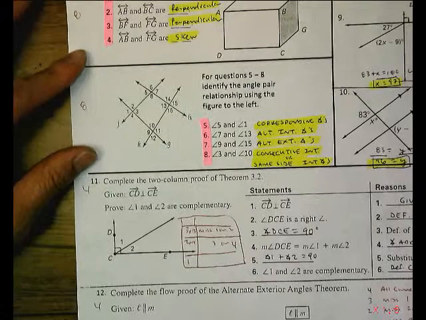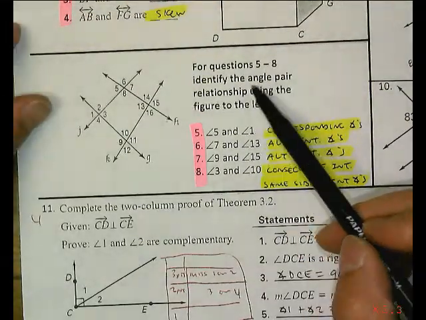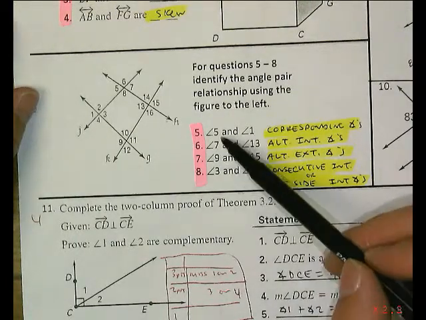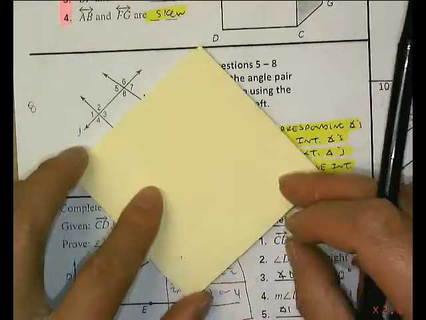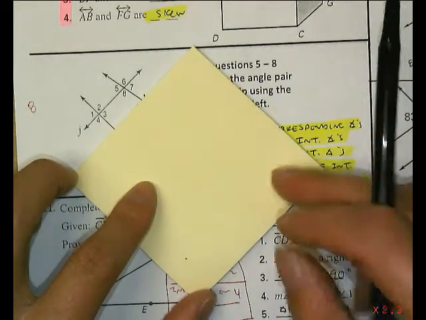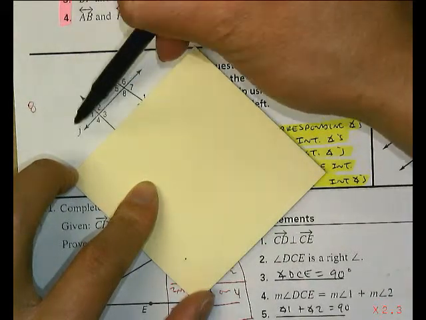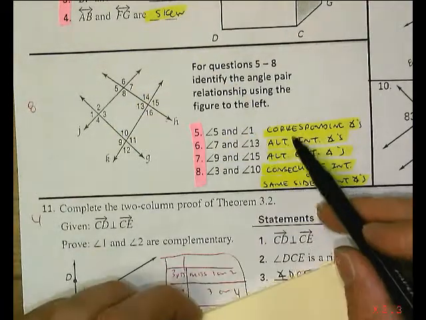Let's take a look at this question here. We'll have multiple intersecting lines. The question asks, for questions 5 to 8, identify the angle pair relationship using the figure to the left. So angles 5 and 1. And if it helps you, you can just cover these up. Notice how this angle line and this line here, 1 is on the outside and 5 is on the inside. They're in the same position. Those are called corresponding angles.